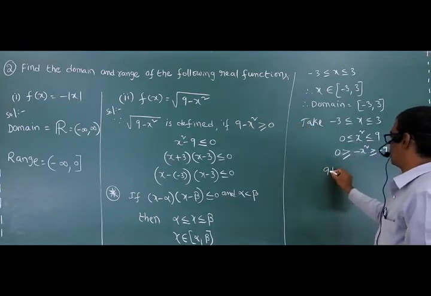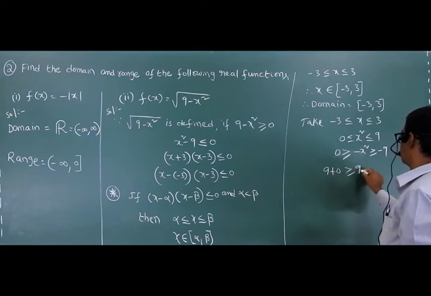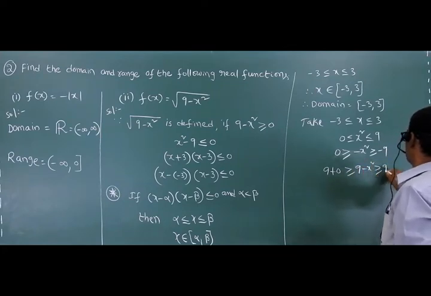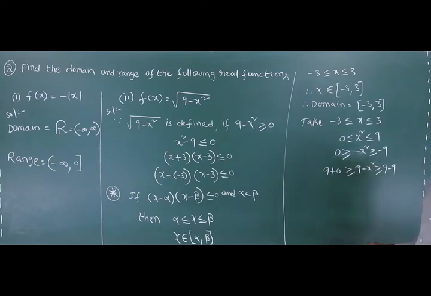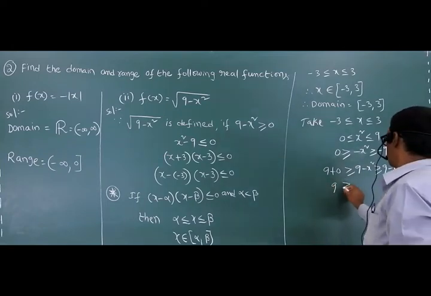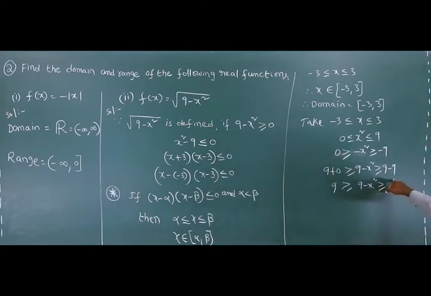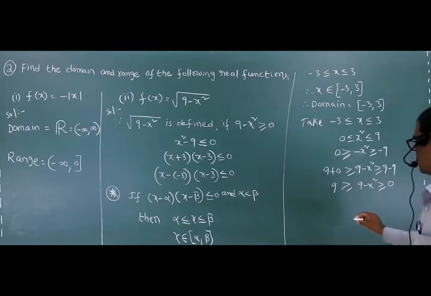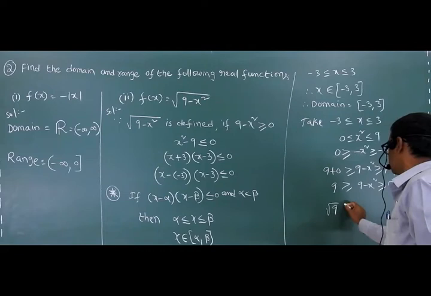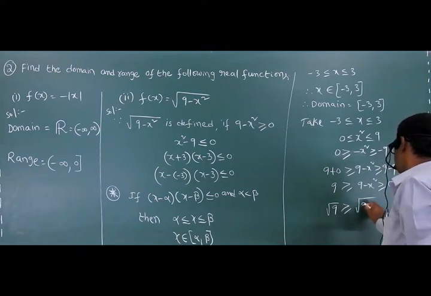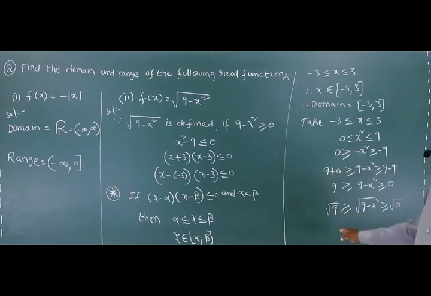Adding 9 to both sides: 9 plus 0 greater than or equal to 9 minus x square greater than or equal to 9 minus 9. 9 plus 0 is 9, and 9 minus 9 is 0. Then take the square root on both sides. Square root of 9 greater than or equal to square root of 9 minus x square greater than or equal to square root of 0. Square root of 9 is 3.